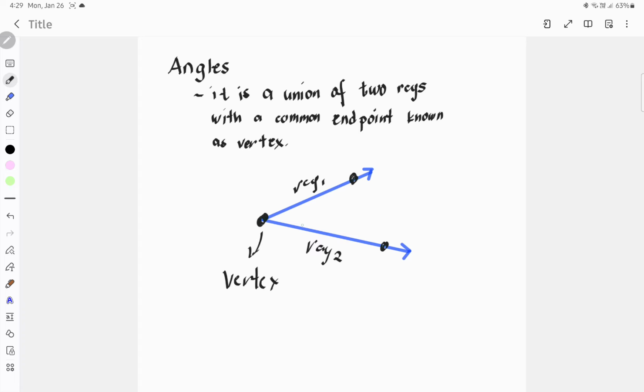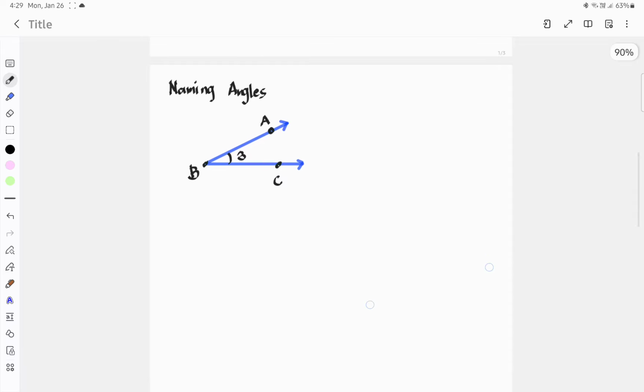The angle is the measure of the openness between the two rays. So this could have a measure. For example, this is A, the measure or the opening, and that is the angle. Okay, now let's continue.